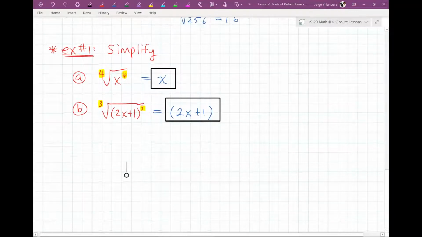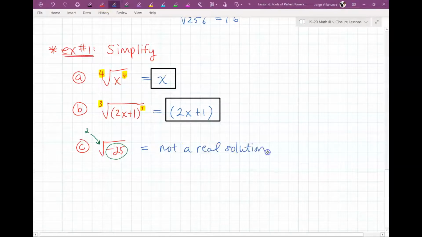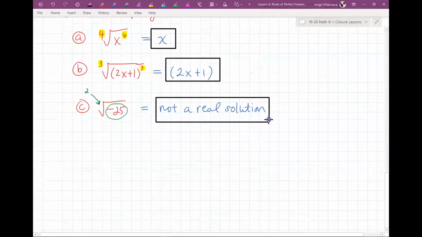Okay, now they will give you some other stuff that might be like trick questions. So they might say, what is the square root of negative 25? Well, notice the square root, that means that the number there is a 2. That means that you have an even index. And if you have an even index, you cannot have a negative radicand. Okay, so right here you're going to put not a real solution. So we'll just put that and we're done.